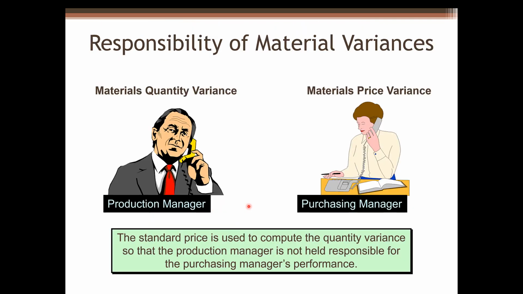The production manager and purchasing manager are usually held responsible for the materials quantity variance and materials price variance respectively. The standard price is used to calculate quantity variance, so the production manager is not held responsible for the purchasing manager's performance.